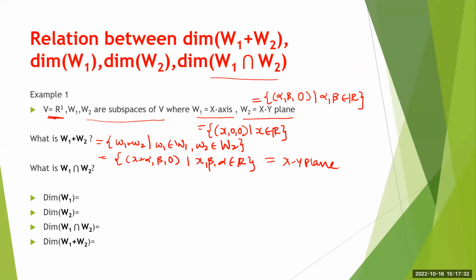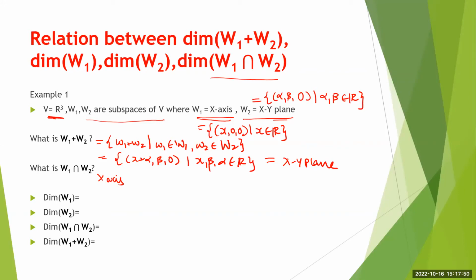Now, what about W1 intersection W2? That is the intersection of line x-axis and the xy plane. So the intersection is itself x-axis. Okay. Now let's talk about dimensions.